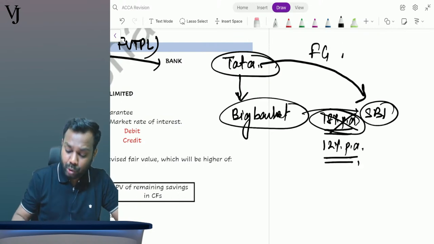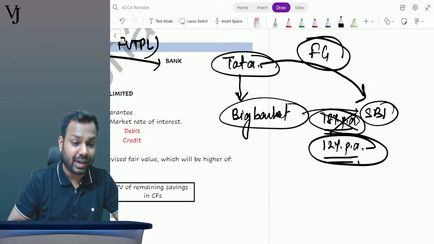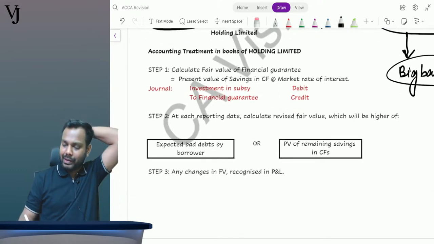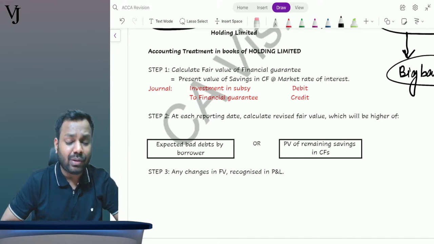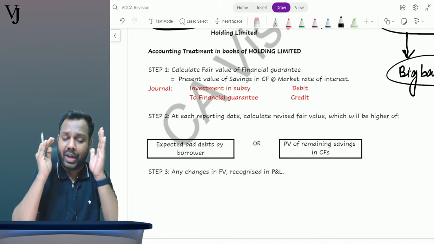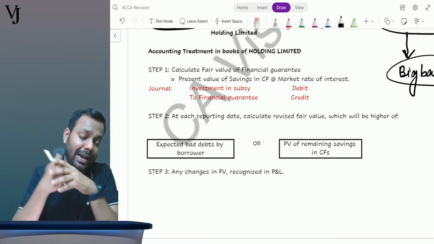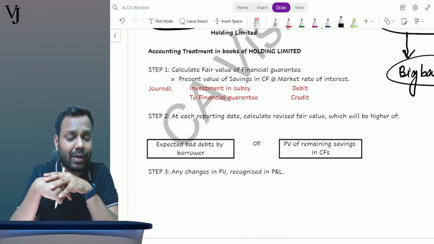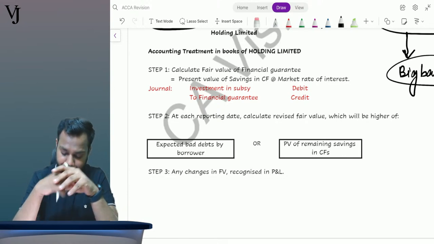So due to this financial guarantee, the subsidiary company has a benefit of savings of interest, right? How will we measure it? The standard says that we have to measure this financial guarantee at its fair value, and whatever fair value changes between two reporting dates, we have to transfer to P&L. The question comes up, how to measure the fair value.